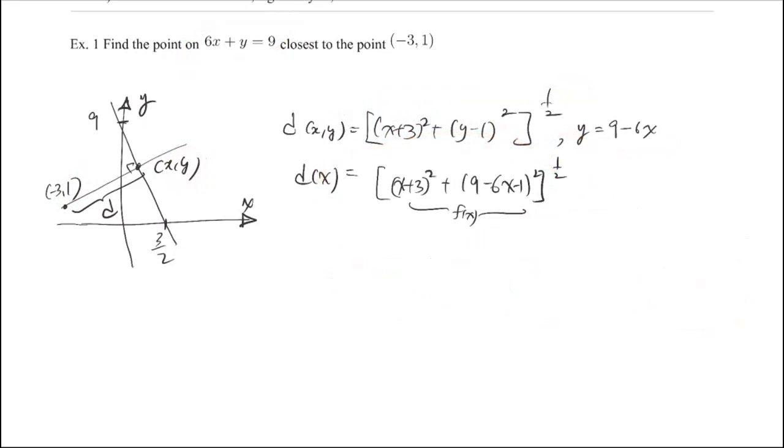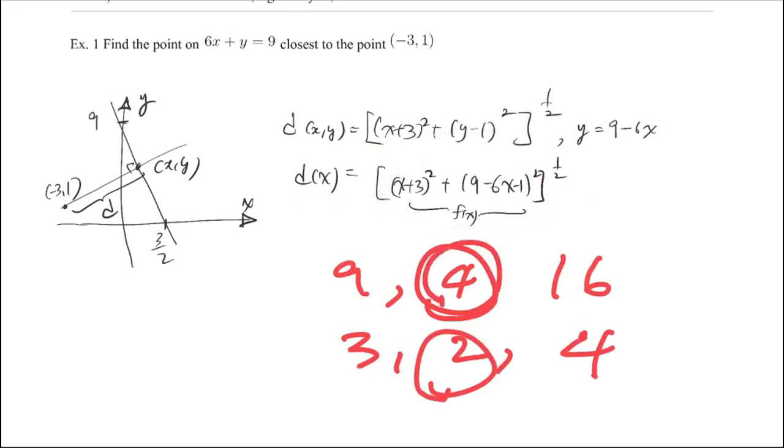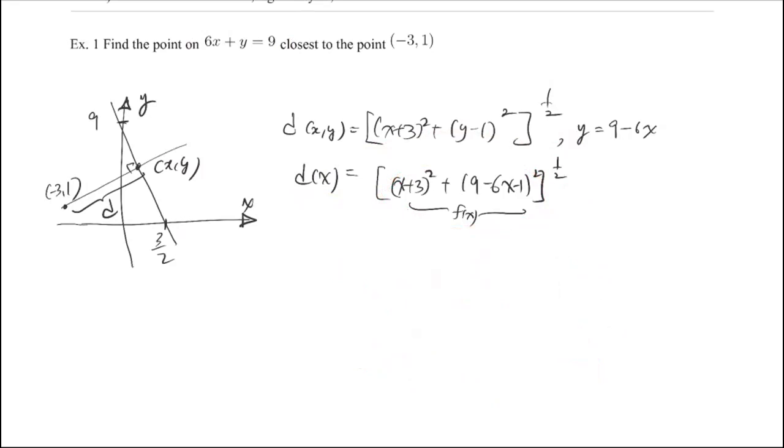So it's important to think about what's going on. Look, we're trying to minimize this, but the minimum value of the square root is the minimum value. Does that make sense? Let's say, for example, you have the values 9, 4, and 16. If you square root all of them, that becomes 3, 2, and 4. So the smallest value still remains smallest. Does that make sense? So all we have to do is differentiate the inside.